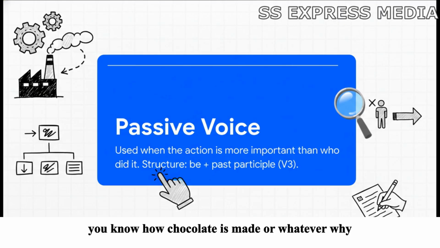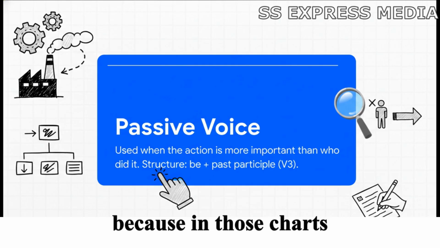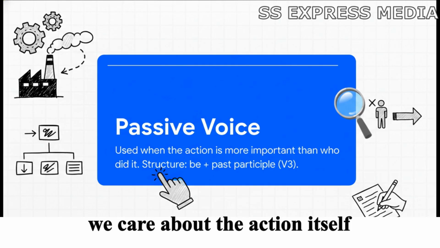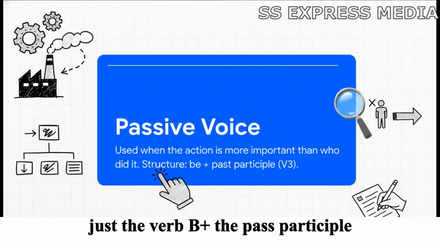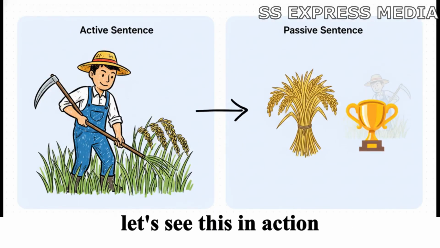You know, how chocolate is made or whatever. Why? Because in those charts, we don't care who does the action. We care about the action itself. The structure is simple, just the verb be plus the past participle. Let's see this in action.